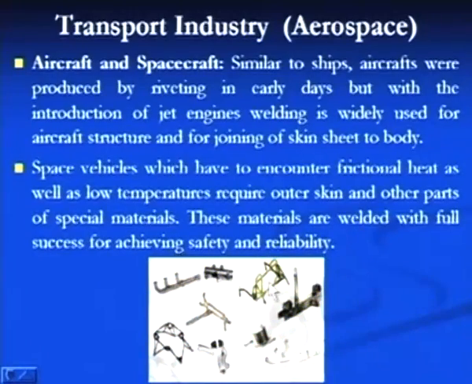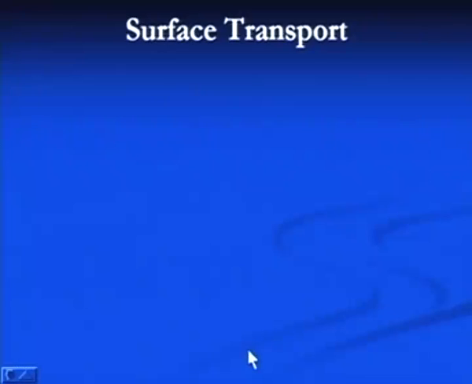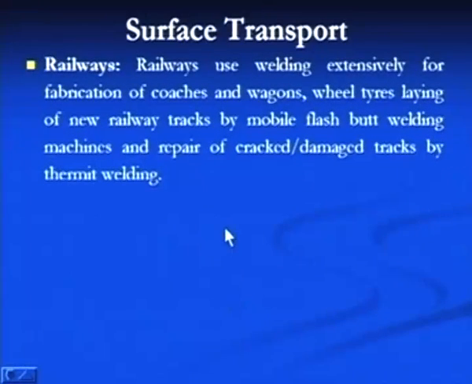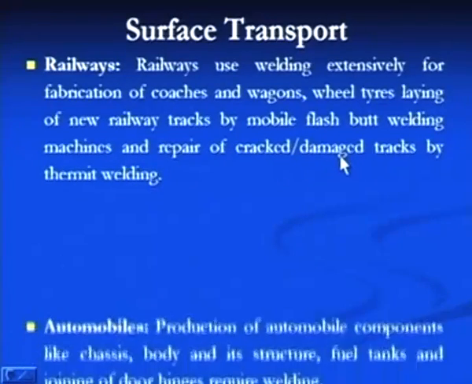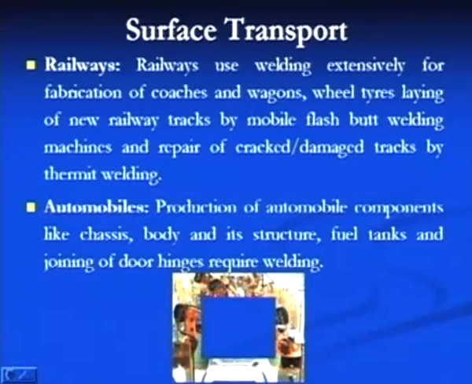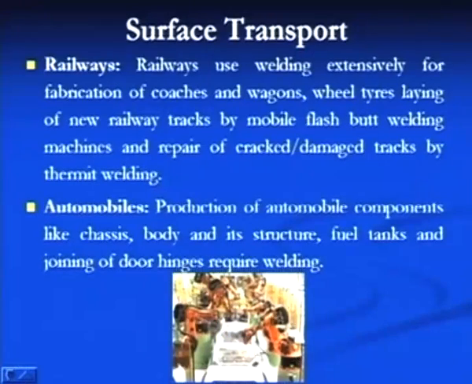These are some of the typical components used in the spacecraft industry produced by welding processes. Welding is also used in the construction of different components of the surface transport industry. Like in railways, the railway uses welding extensively for fabrication of coaches, wagons and wheel tires, laying of new railway tracks by mobile flash welding machines, and repair of cracked, damaged tracks by thermite welding. In automobiles, production of components like chassis, body and its structure, fuel tank, and joining of door hinges requires welding. This diagram typically shows spot welding machines being used for joining the body parts of a car.